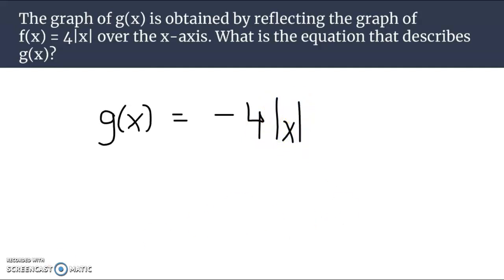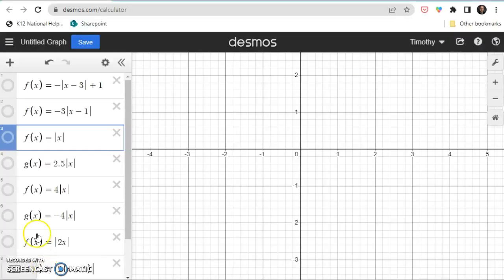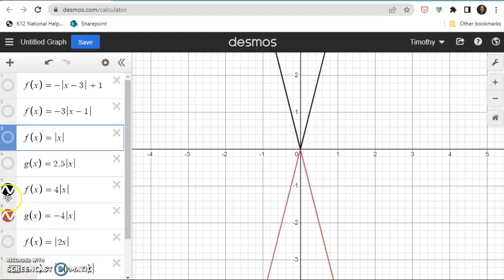And of course we can see this demonstrated with Desmos. Here's 4, here's the one in question, 4 absolute value of x, and then if you reflect it over the x-axis, you put a negative in front of the 4, and you can see that reflection right there.